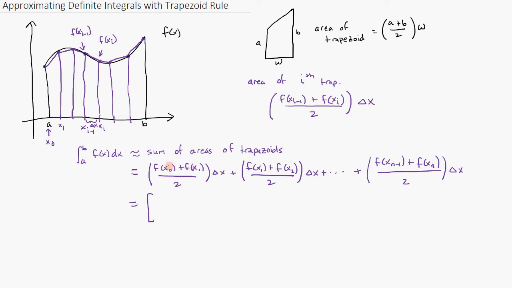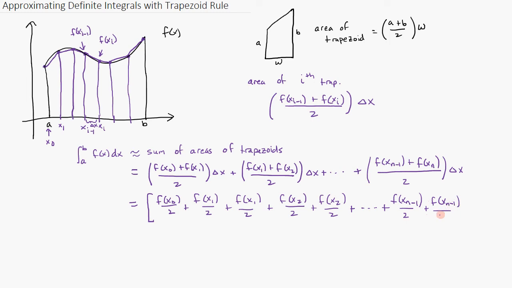Okay, so now all of them have a delta x, so I can factor it out. And then notice how the first one is x0, the second one is x1, but x1 gets repeated twice. And then similarly, all the middle points are repeated twice, except the two endpoints x0 and xn. So you have f of x0 over 2, x1 will appear twice, x2 also appears twice, and so on, until f of x n minus 1 also appearing twice, and then f of xn only appears once, and then this whole thing times delta x.